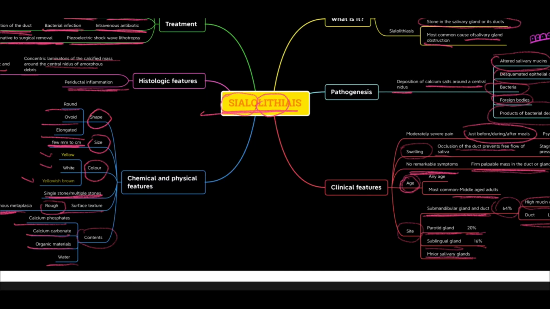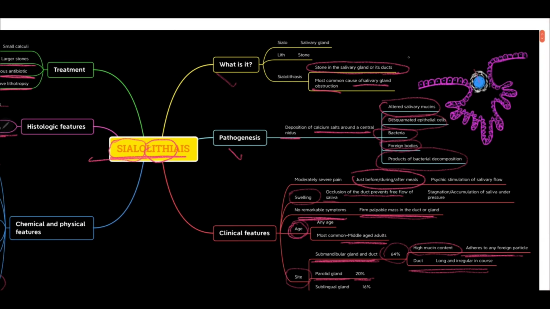Coming to a quick summary to revise the entire topic, you know what it is now. You know that it is a salivary gland stone. You know the pathogenesis. You can remember this diagram for the pathogenesis, and you can remember what are the contents of the central nidus and what is the content of the white area.